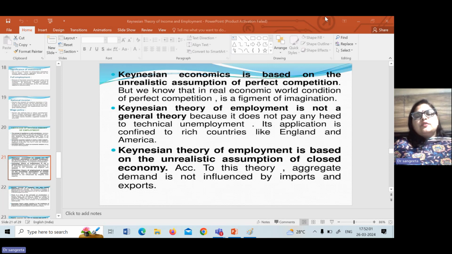Next is that Keynesian theory of employment is based on the unrealistic assumption of a closed economy. A closed economy is where there is no import and no export. But to increase the aggregate demand, we have to import or export things.